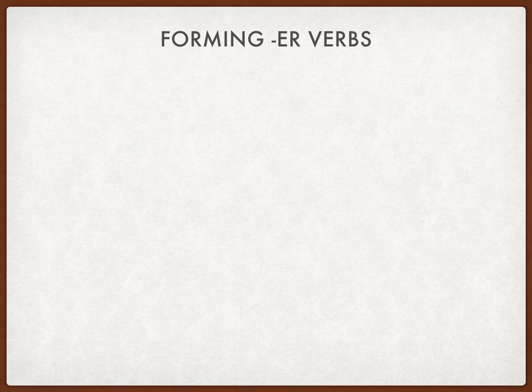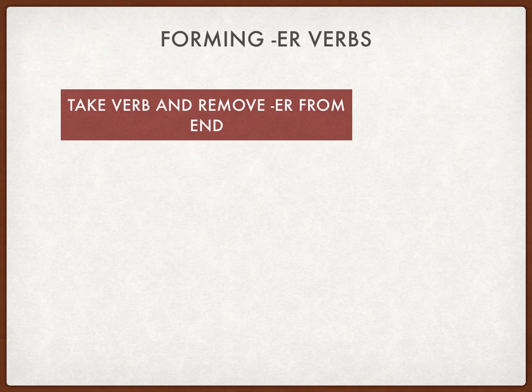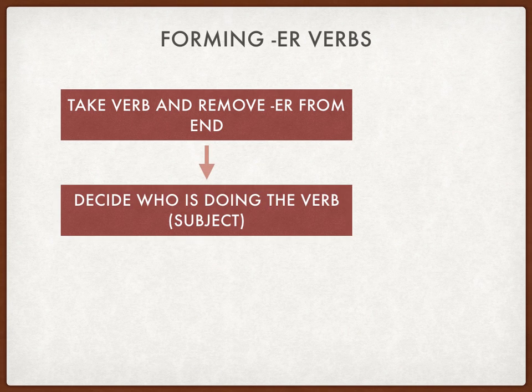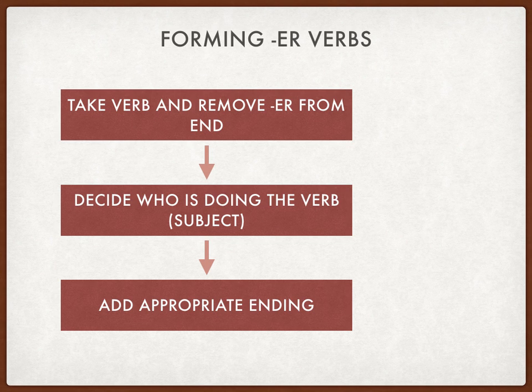There's a few steps that you need to go through, and I'll illustrate them in a moment. So firstly, you need to take the verb as it's listed in the back of your book or in a dictionary and take the ER off the end. Once you've done that, you then need to decide who is doing the verb, so that means who the subject of your verb is. Once you've done that, you can then add the appropriate ending, which you're going to learn off by heart. So here's our example, the verb jouer, which means to play.